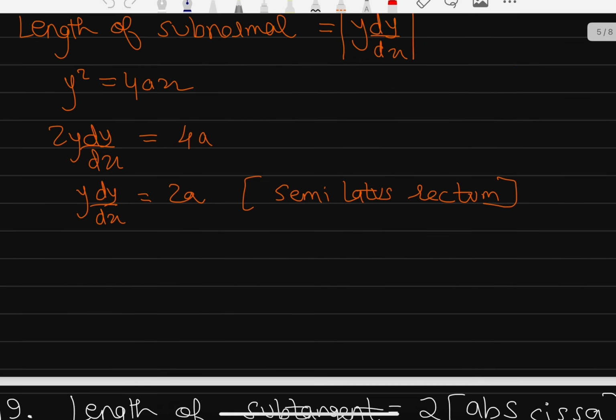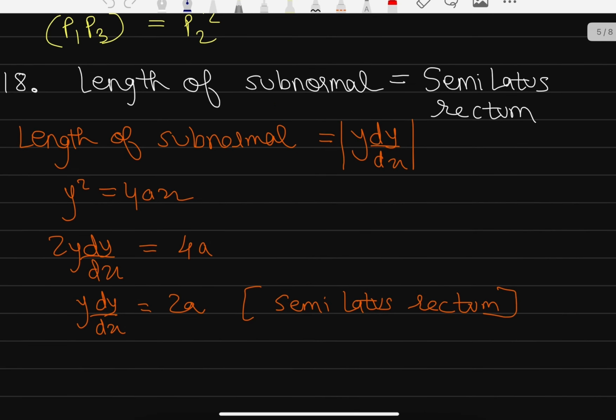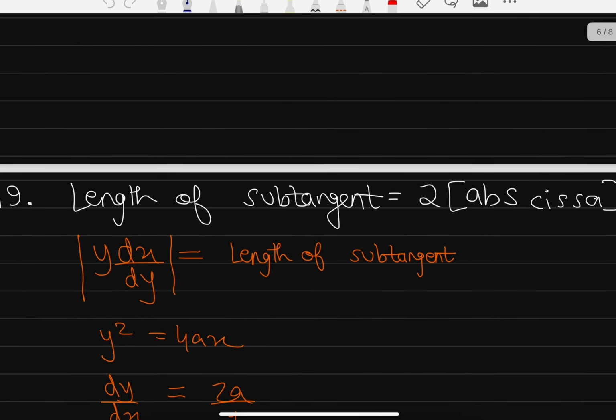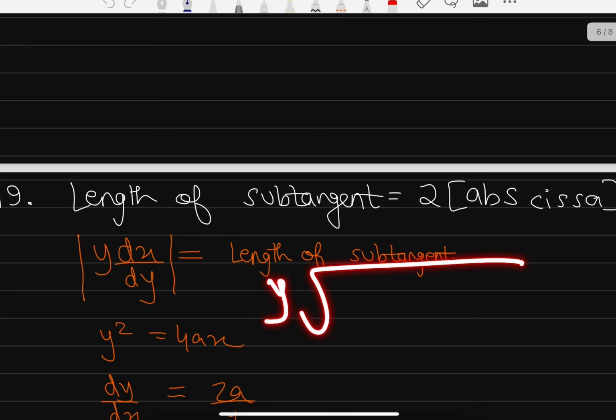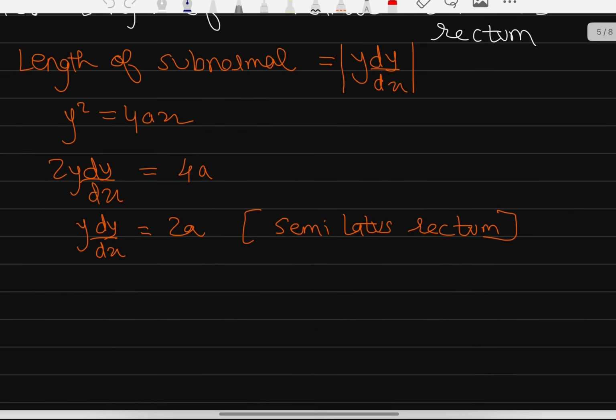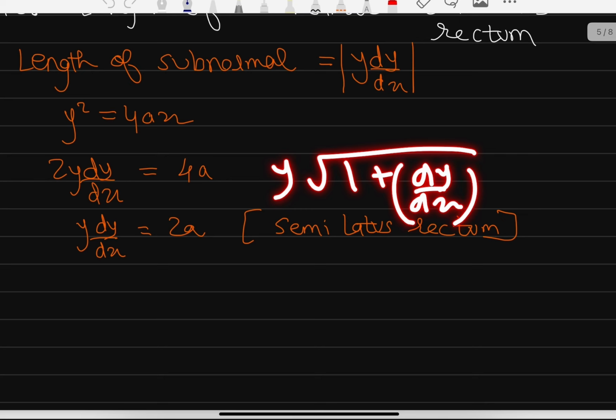Now for the next property, the length of the subnormal is equal to the semilatus rectum. You can just remember: length of subnormal is modulus of y dy by dx. Length of subtangent is y dx by dy, obviously the modulus. Length of tangent is y under root of 1 plus (dx by dy) whole squared, and the length of normal is y under root of 1 plus (dy by dx) whole squared.